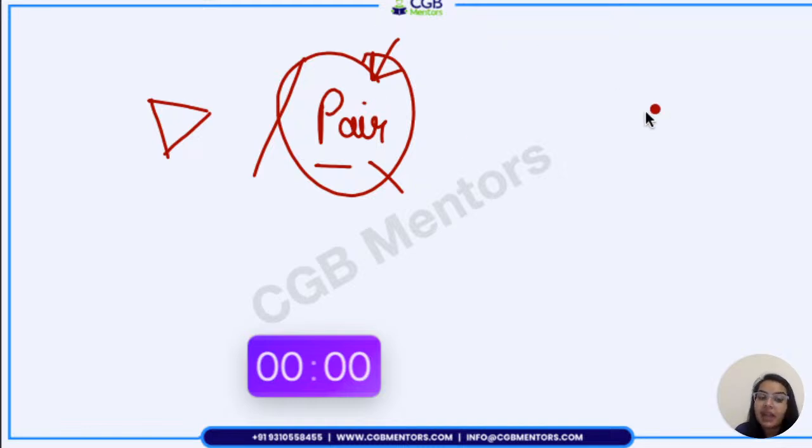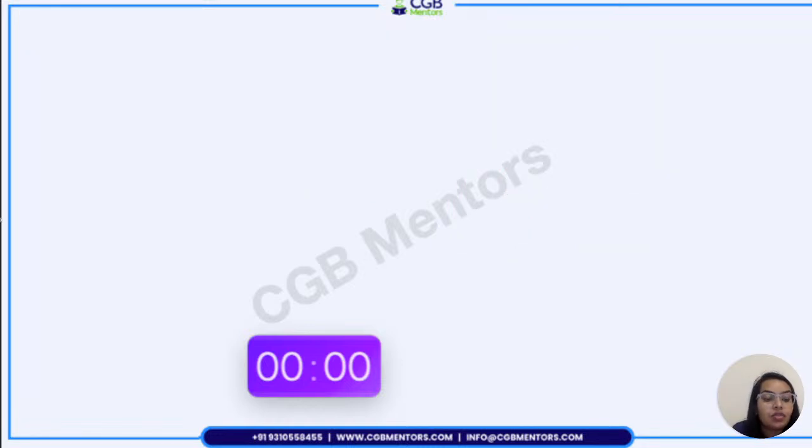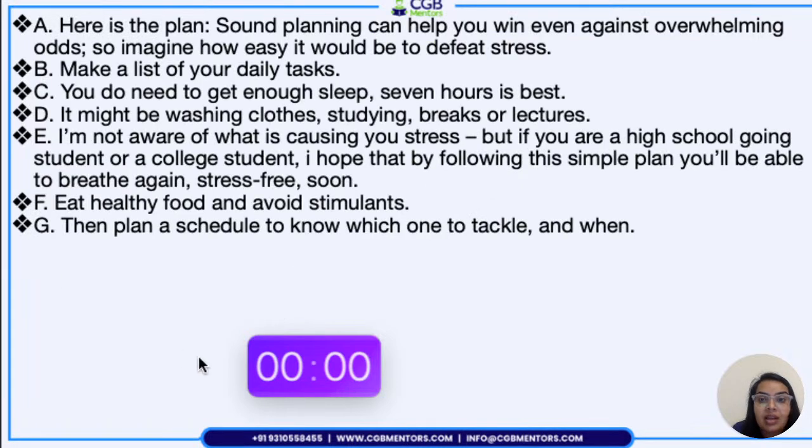Because if there are five sentences, let's say A, B, C, D, E, and you think that directly you will be able to have an answer out of them, no, it's not going to happen. You will first reach some pairs and then take those pairs together, so you will have the answer. Okay, so that's how you're supposed to do. This is a topic that requires a lot of practice, so here we are. Please start working on this one. This is your first question.